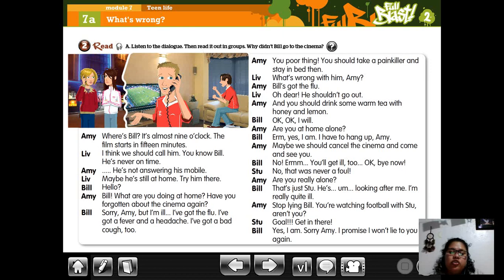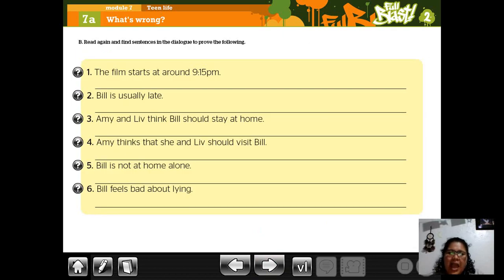Now, we're going to move on, and you guys are going to enter exercise B. You are going to go back to the text in your book and find sentences in the dialogue that prove the following. So you're going to go back to the text and underline, okay? For example, on number 1, it says the film starts at around 9:15 p.m. Tienen que encontrar oraciones que prueben lo que dicen las oraciones de la 1 a la 6, okay?